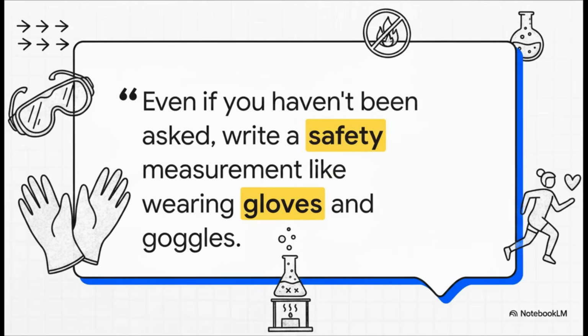So here is a golden rule derived straight from the source material. Always write, repeat the investigation at least 2 more times to find an average or identify anomalous results. That right there is almost always worth a mark.